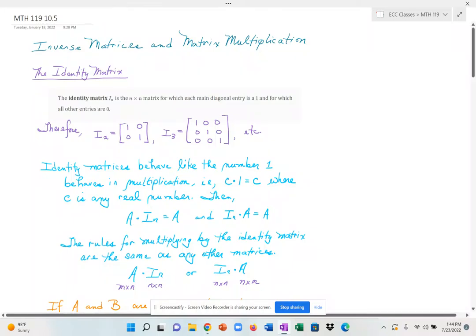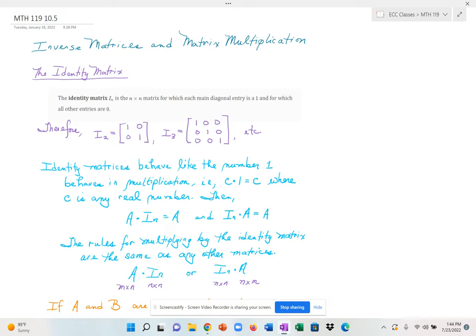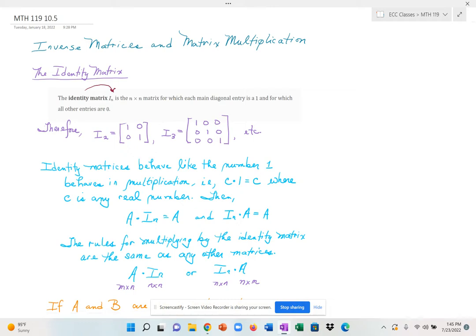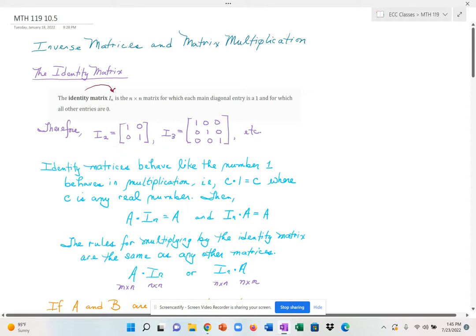Hi, this lesson is about inverse matrices and matrix multiplication. So first we have to define what the identity matrix is. We're going to call the identity matrix I sub n, where the n represents an n by n matrix which has only ones on the diagonal from left to right and the rest of the entries are 0.